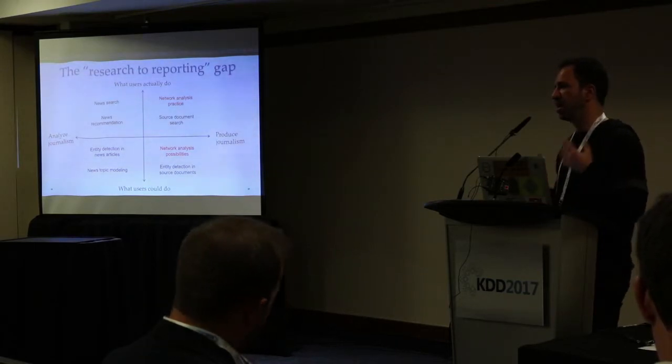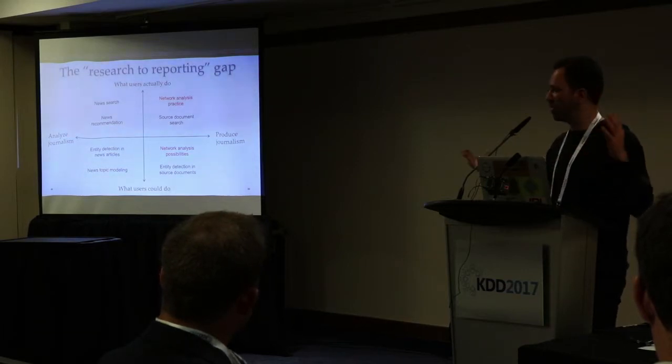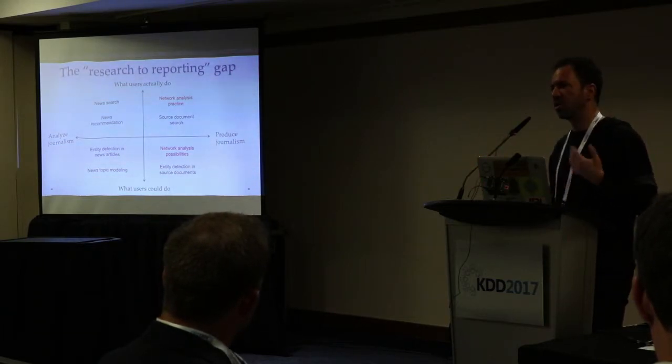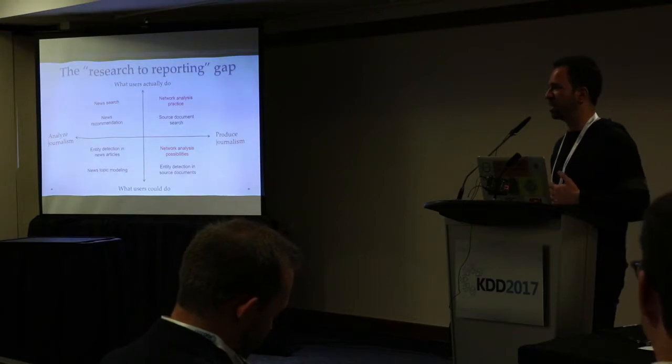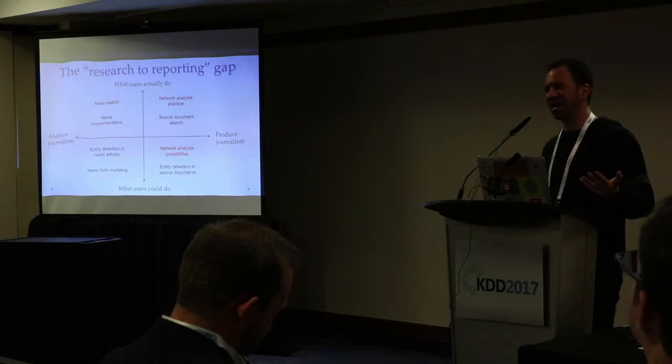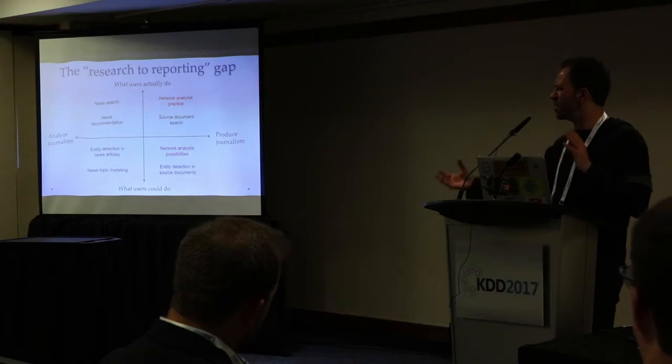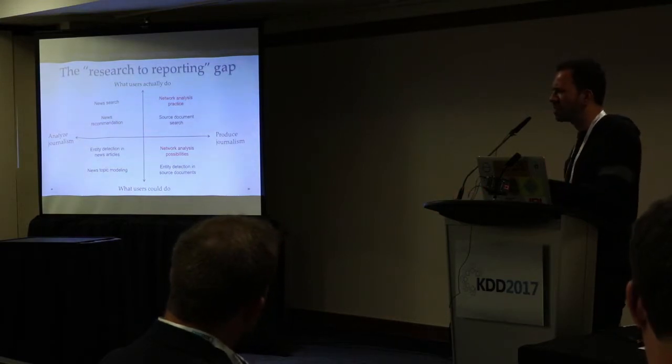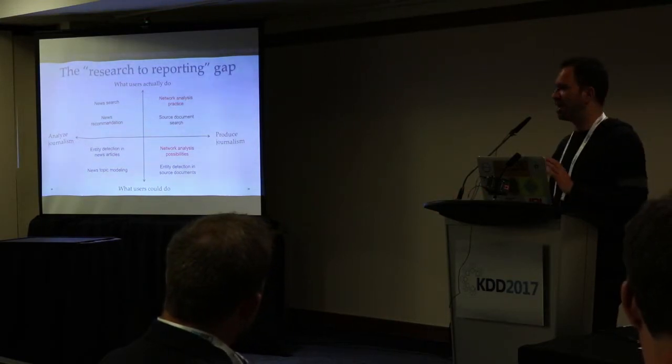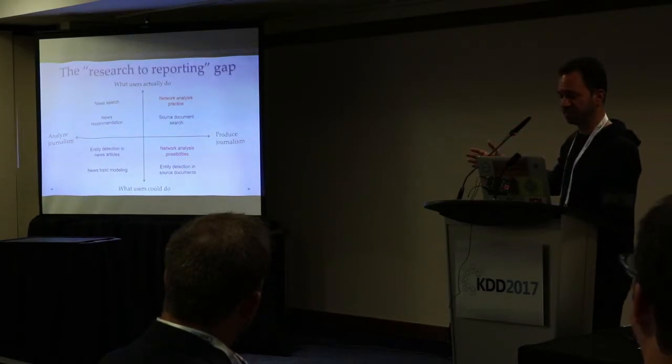I think of data science and journalism work as sort of appearing on these two axes. So when I tell computer scientists that I work in journalism, normally I get a response something like, oh, there's this great paper on event detection in news archives. That's not what I do. I work on the right side of this diagram, in the production of journalism.